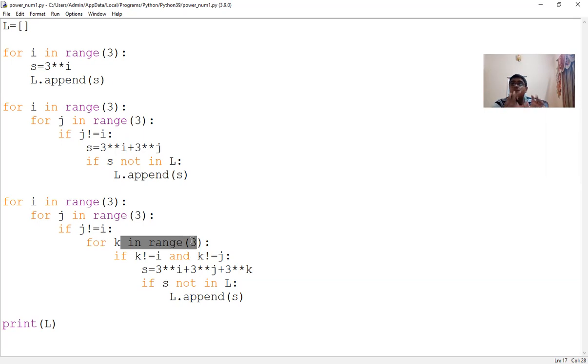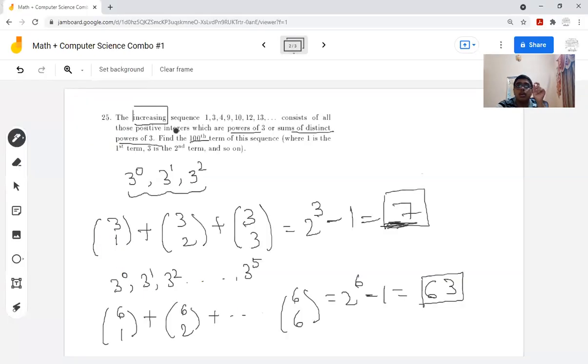But first, we can see whether it's giving a proper result or not. So let's do that. I'm running it, and here it comes: 1, 3, 9, 4, 10, 12, 13. Let's get back to the problem: 1, 3, 4, 9, 10, 12, 13.